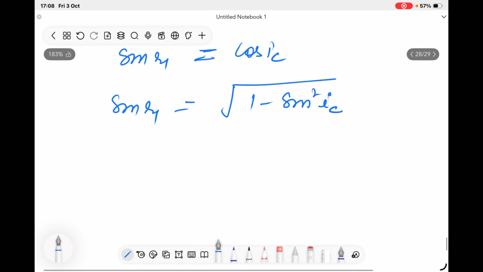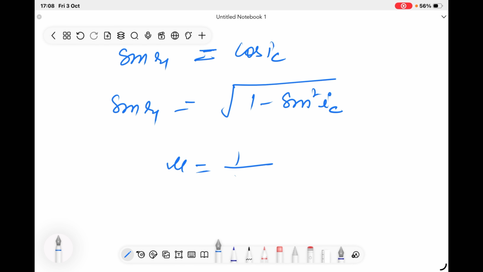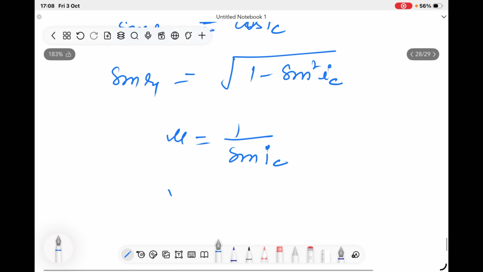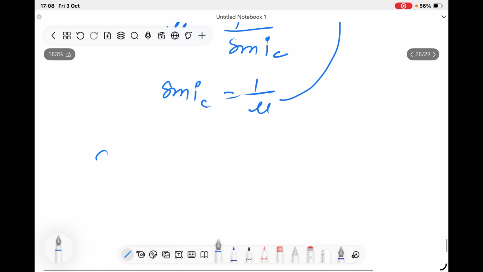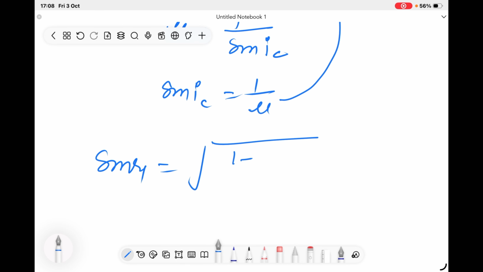And you should know that when TIR is occurring, the relation for TIR is mu equals 1 by sine IC. You should go through the topic so that you know this formula. So sine IC can be written as 1 by mu, which I am going to substitute here. So my sine R1 is ready as root of 1 minus sine square IC, so it is 1 by mu whole square.